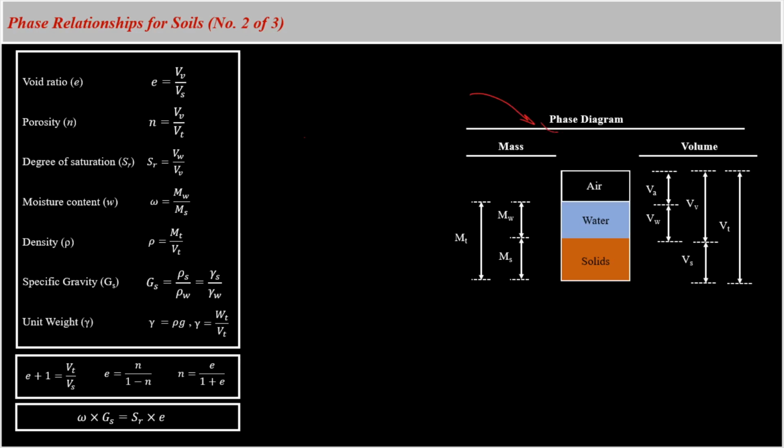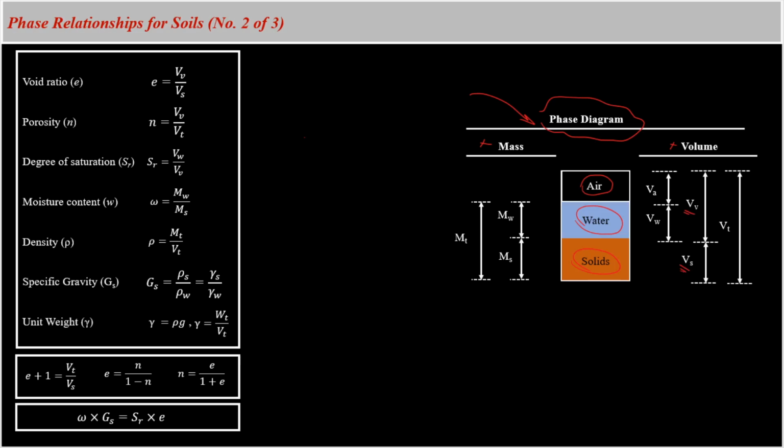We introduced the phase diagram in soils, and we said it helps us to divide and present the three phases of a soil. It also helps us to better visualize the volumes and masses of these three phases. All the soil parameters that are listed on the left are defined based on these volumes and masses in the soil diagram. The void ratio is the ratio between the volume of void to the volume of solids.